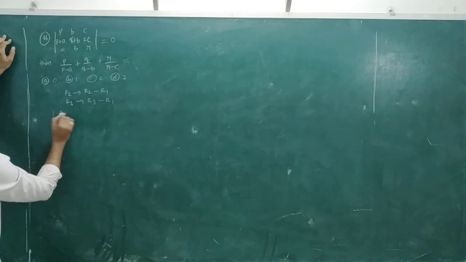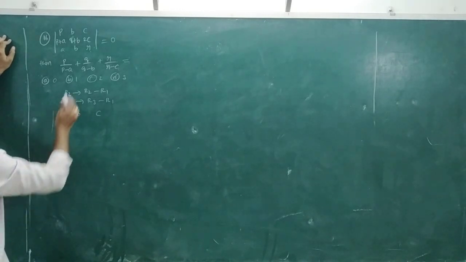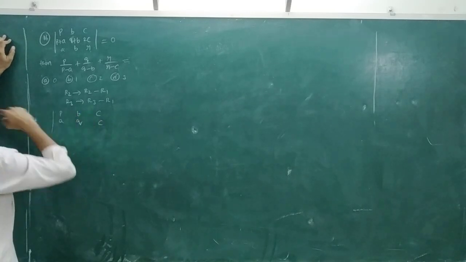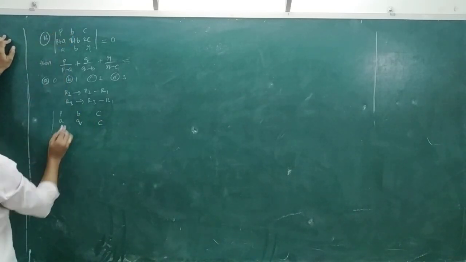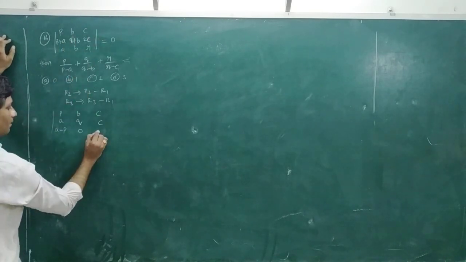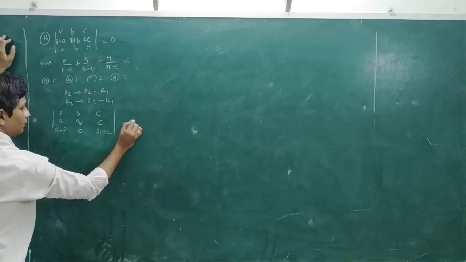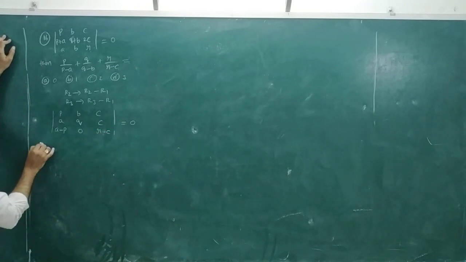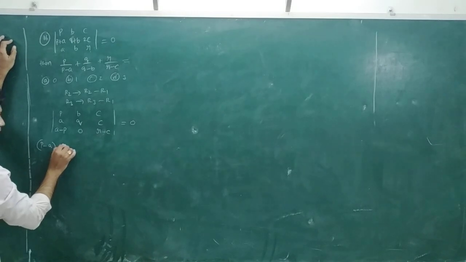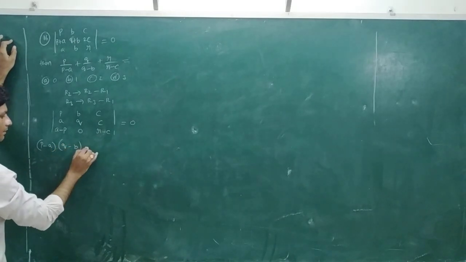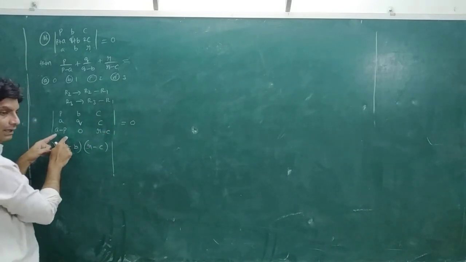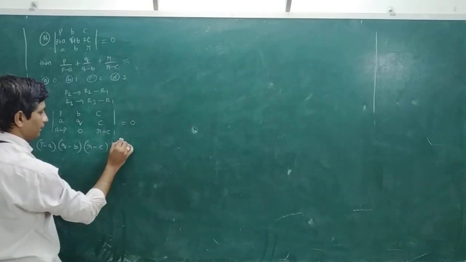The first row stays the same. R2 minus R1, how much will we get here? A, Q, 2C minus 6. R3 minus R1: A minus B, B minus B is 0, R minus C. Okay? Now take P minus A common from the first column, Q minus B common from the second column, and R minus C common from the third column. How much will we get?